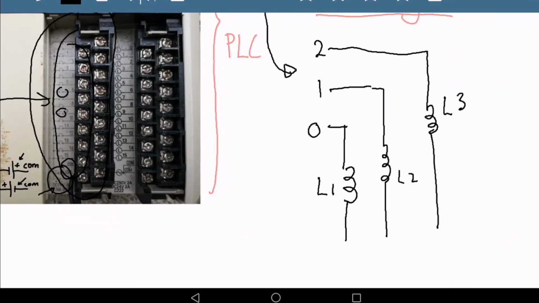Okay, where is the common terminal? Let's say this is 0, 1, 2. We have until 15, so the total overall is 16. So now this is the common terminal, COM. That is the common terminal.